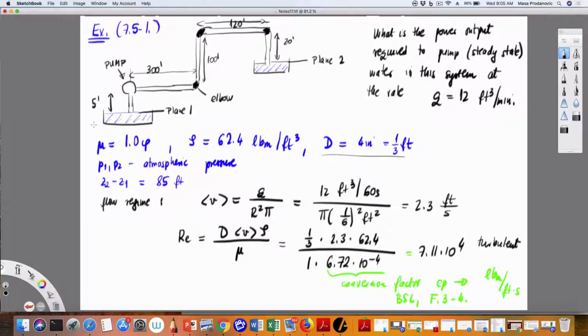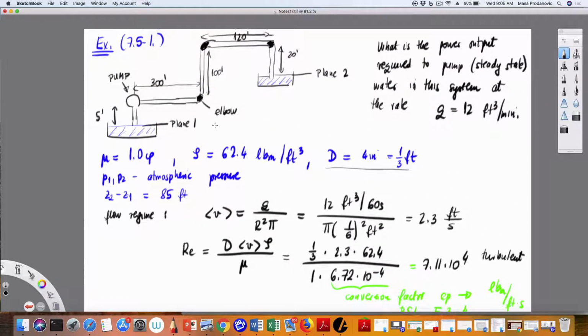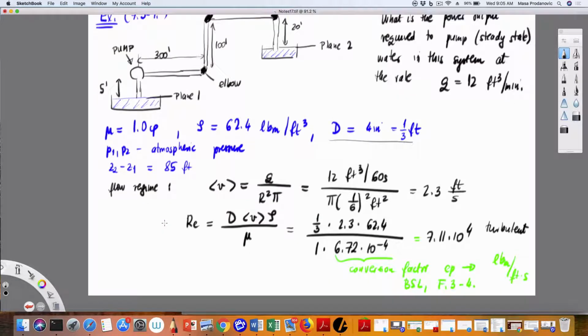So the first thing that we did is we want 12 feet cubed per minute in my favorite unit system. I prefer the SI system, but oh well, this example is not in SI. So we are pumping water. This is the density of water in this unfamiliar type of units. So one also has to use the conversion tables, and conversion tables between different unit systems are available in BSL if you ever need to use them. In any event, we figured out the Reynolds number, which is in the turbulent flow regime.